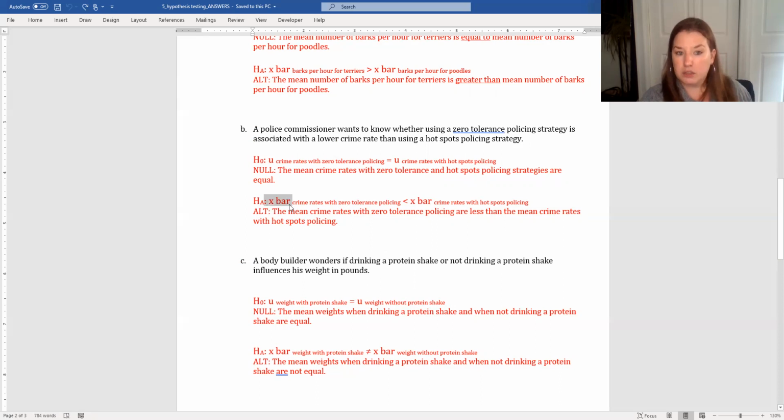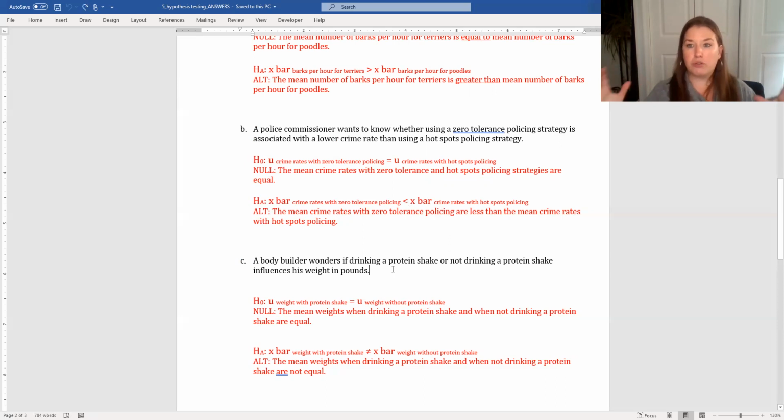X bar changes instead of mu, and then you have to figure out what goes in the middle here. This one says it wants to know whether a zero tolerance policing strategy is lower than hotspots. So the police commissioner already has an idea about which strategy is going to be lower. So we know, again like problem A, this is a directional alternative hypothesis. So we say that the mean crime rates with zero tolerance policing are less than the mean crime rates with hotspots policing.